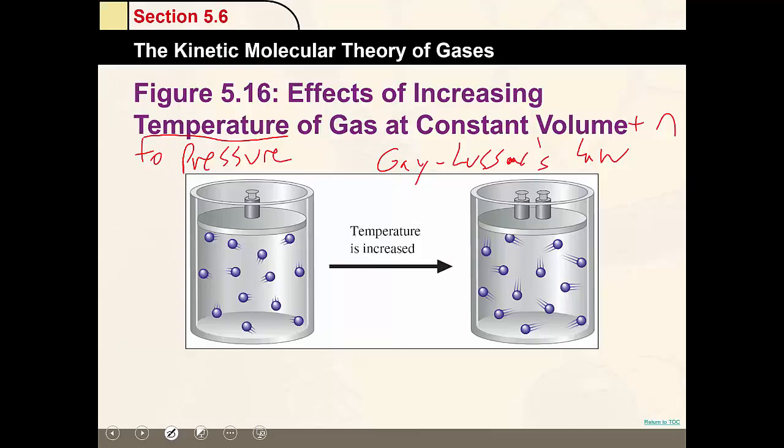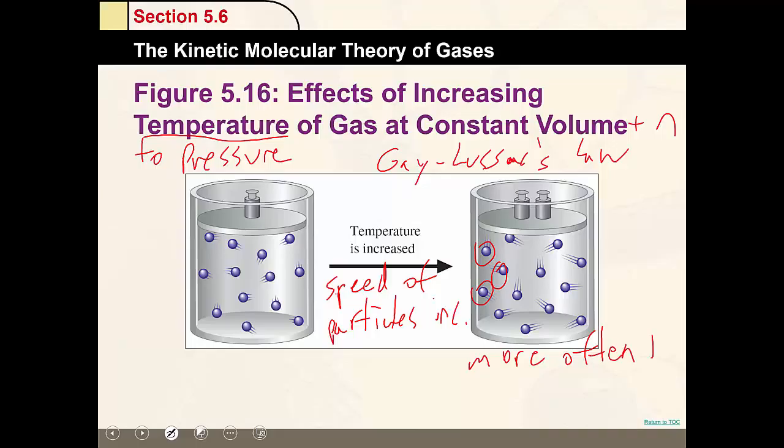So when temperature is increased, that means the speed of each individual particle is increased. Then, since they're moving faster, they hit the wall more often, and they hit the wall with more force, with a greater force. So as a result of that, each particle is hitting this wall more often and with greater force. As a result, that increases the pressure.